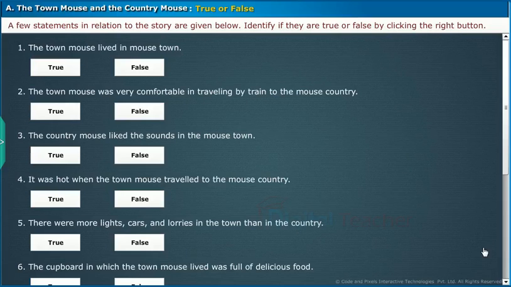A few statements in relation to the story are given below. Identify if they are true or false by clicking the right button.